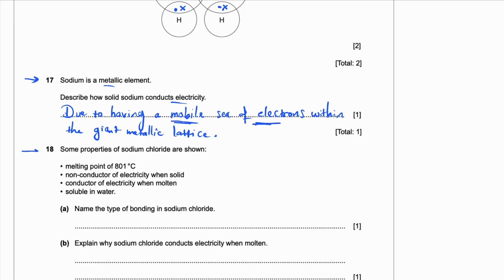Next question. Some properties of sodium chloride are shown. Name the type of bonding in sodium chloride. Since sodium is a metal and chlorine is a non-metal, that's ionic bonding.